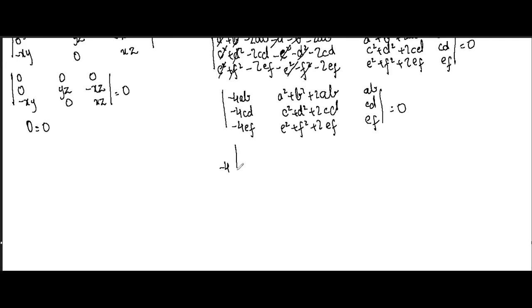Now we are going to take minus 4 common over here, so we are going to have minus 4 into a, b, c, d, e, f, and then a square plus b square plus 2ab, c square plus d square plus 2cd, and e square plus f square plus 2ef. Then a, b, c, d, and ef, it is equals to 0. These two columns are exactly same, and when two columns are exactly same, we are going to write that the determinant of this determinant matrix is 0, which is equal to the right hand side, and we have proved the last part as well. Thank you.